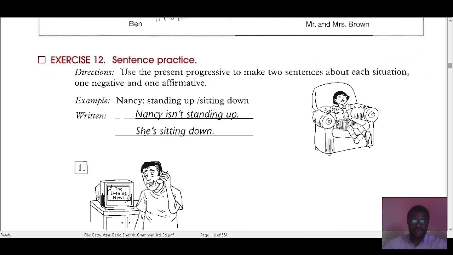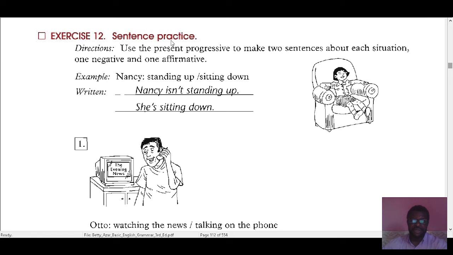Okay, here we've got: use the present progressive to make two sentences about each situation, one negative and one affirmative. Affirmative means positive. So here we've got Nancy standing up, sitting down. Nancy isn't standing up. She is sitting down. Nancy is she, is not. The short form of is not is isn't. Then standing up. What is she doing?